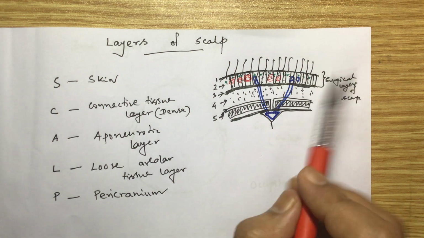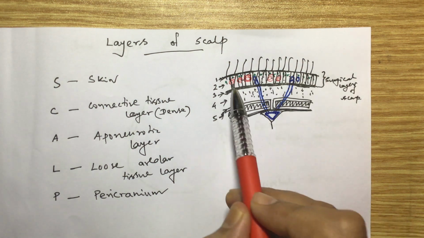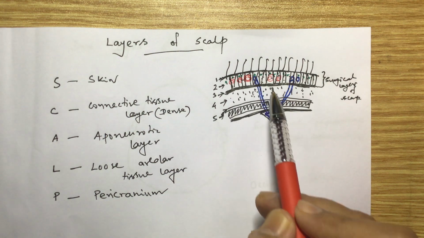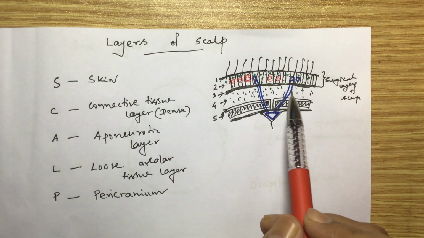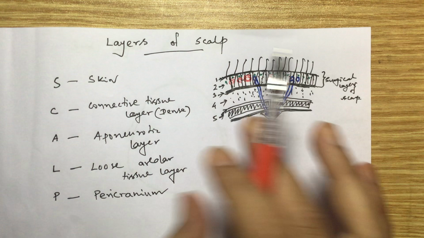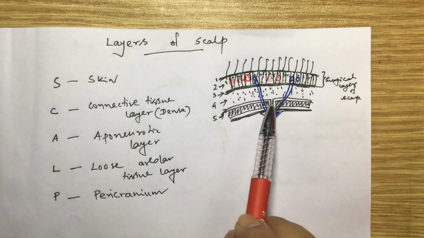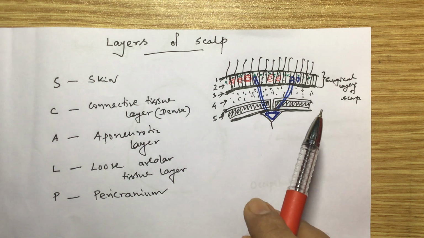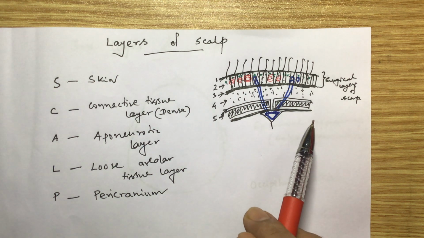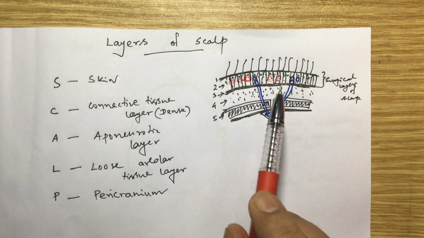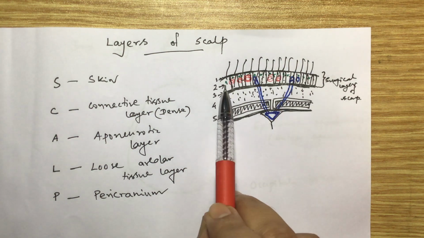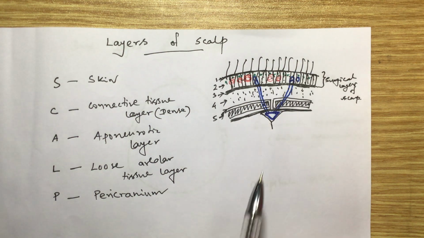So, the second layer, containing the blood vessels and nerves, is being divided by fibrous septa into many lobules which contain fats. So that's all about the second layer.